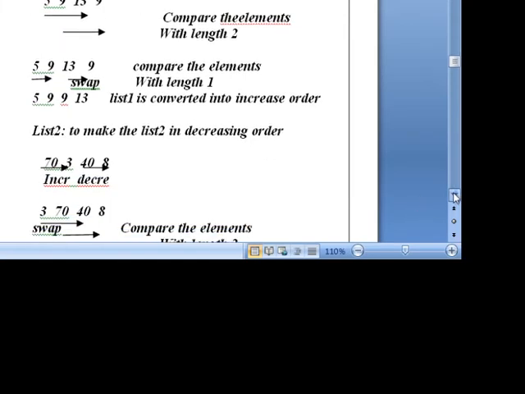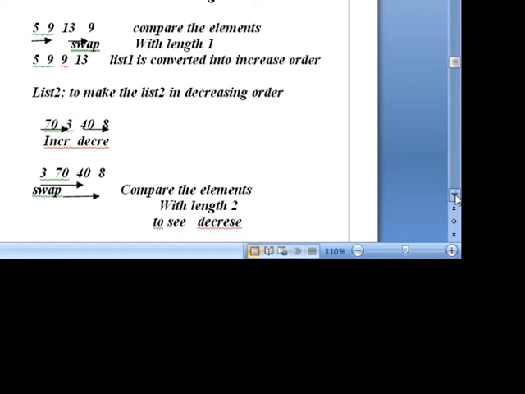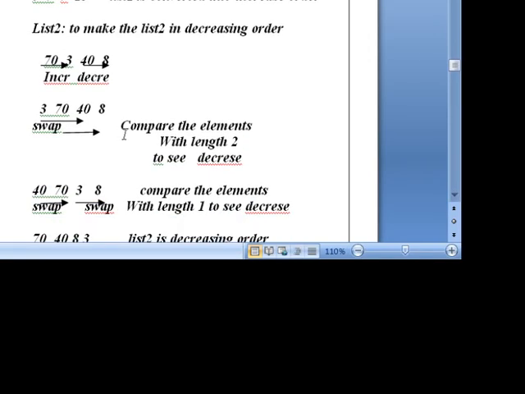Now take the second list and make it decreasing order. What is the second list? 7, 3, 4, 8. It is in mixed order. So now you have to compare the elements with length 2 to get decreasing order.